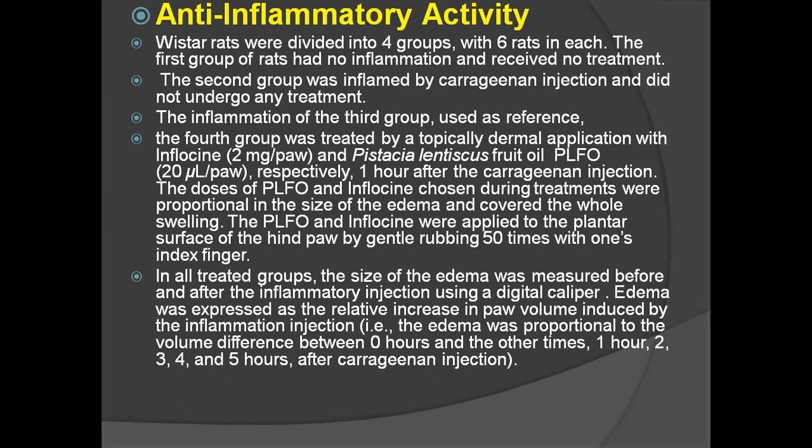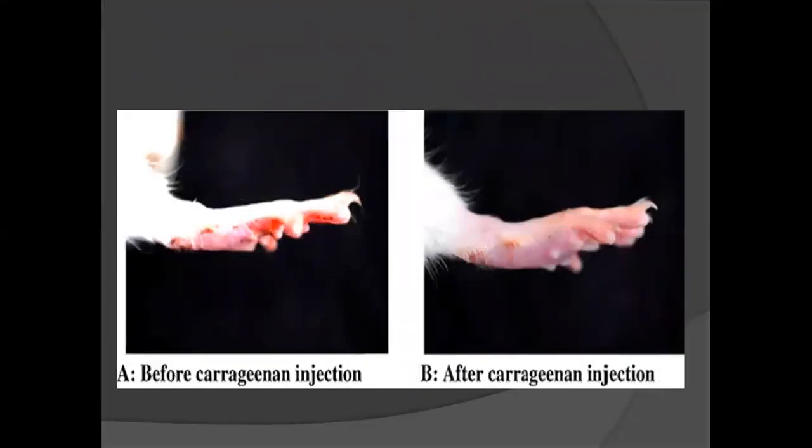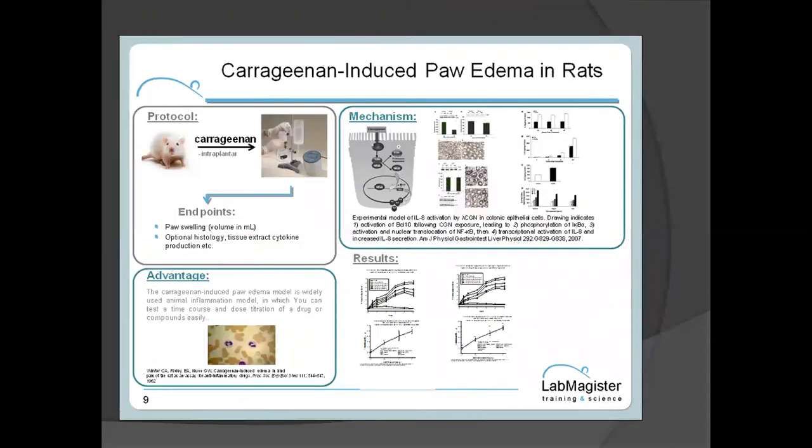Edema occurs due to the vascular phase of the inflammation, which causes temporary vasodilation and vasoconstriction, which causes the edema. The size of the edema depends upon the volume difference between time zero and the other times. We check the edema at 1 hour, 2, 3, 4, and 5 hours after the carrageenan injection. We can see that after carrageenan injection, the size of the edema increases.